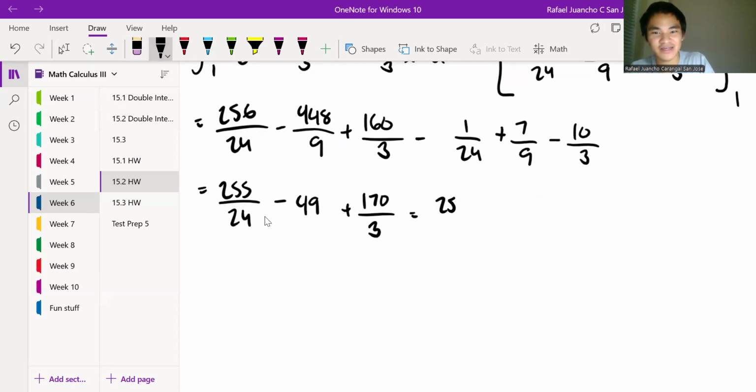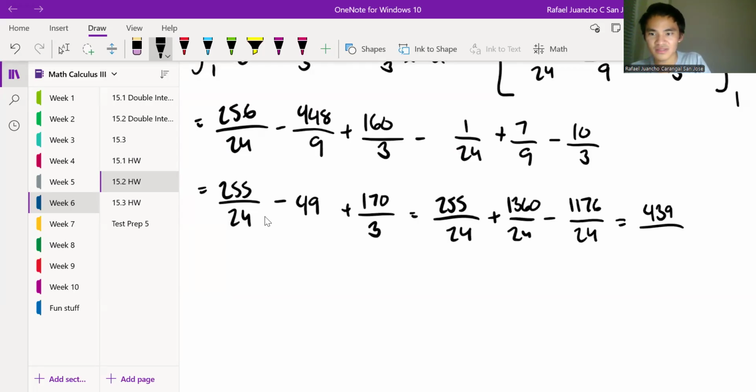So here, let me be careful and do this nicely, nice and slow. 24 to here. I'm just prioritizing this. This becomes 8. So I multiply this by 8. Shoot. This becomes 1360. Minus, I also multiply this by 24. 49 times 24 is 1176. Here I get some value. 255 plus 1360 is that value minus 1176. 439. I swear, if I get it wrong again.